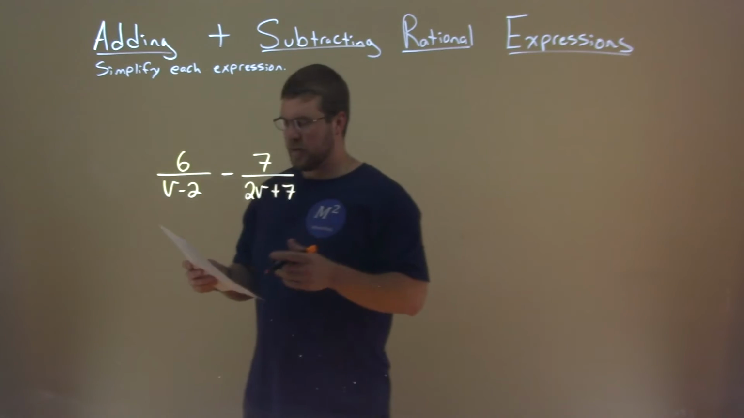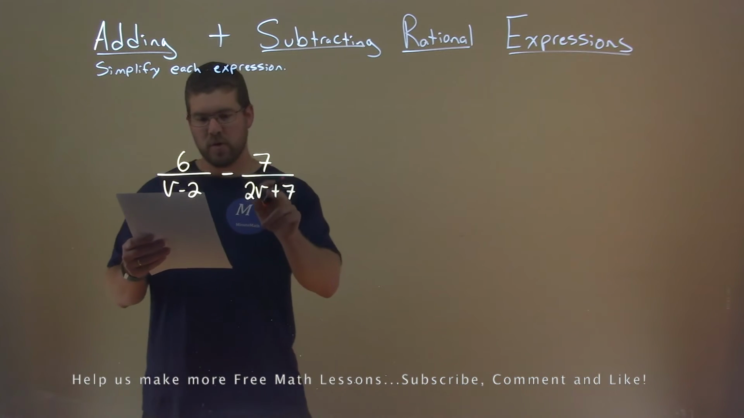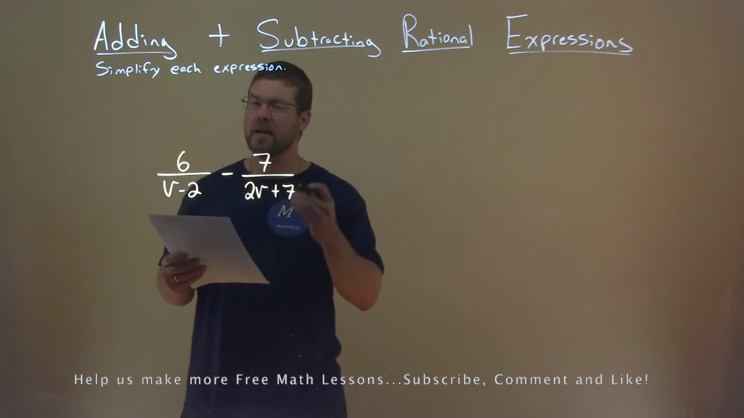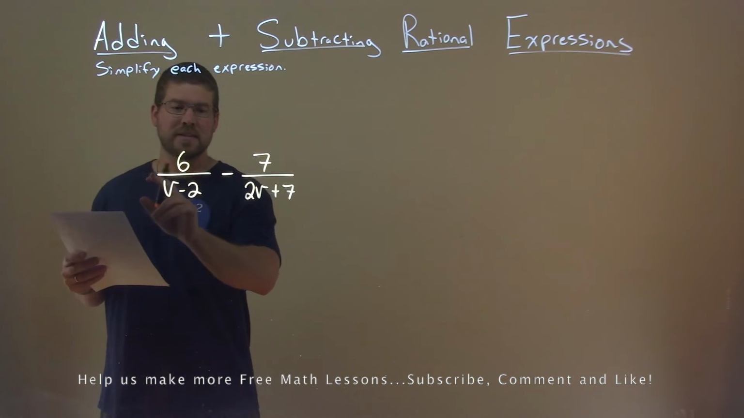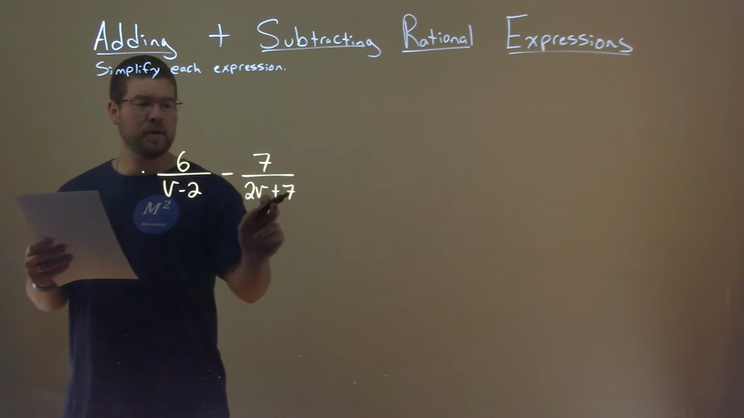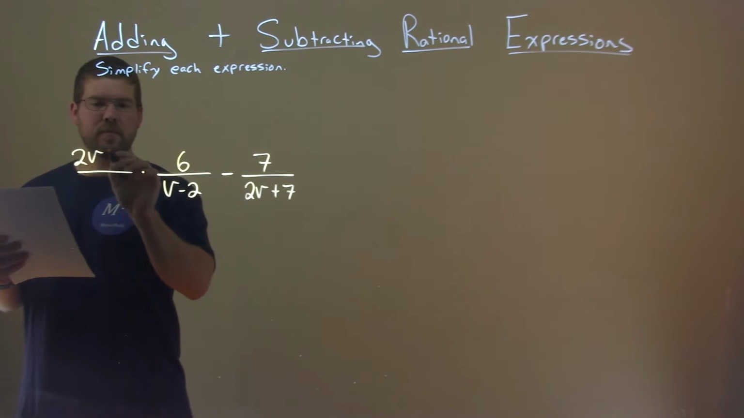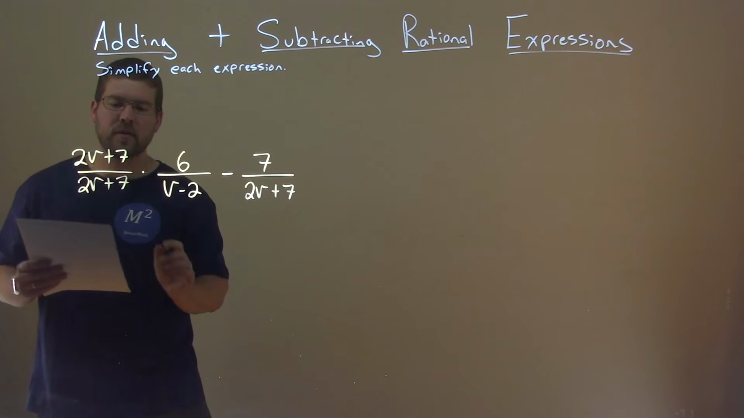We're given this problem right here. 6 divided by v minus 2 minus 7 over 2v plus 7. And we need to simplify this expression. Well, first thing I need to do is find the same base here. Okay, so to do that, I'm going to take the denominator here of 2v plus 7 and multiply the first fraction by the denominator over itself.